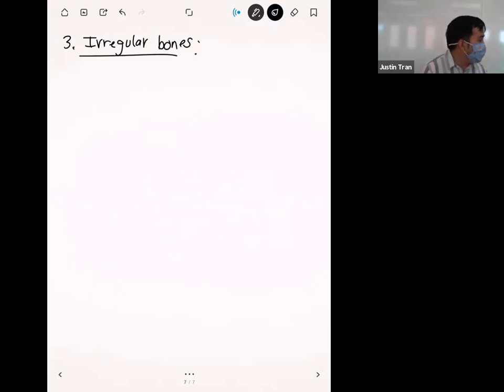All right. Next, we have irregular bones. Irregular bones is kind of like the miscellaneous category. All bones in your body that don't really fit into any of these other categories, we just group in here. The exact definition of irregular bones is that they have a very specialized shape to fill a specialized role.